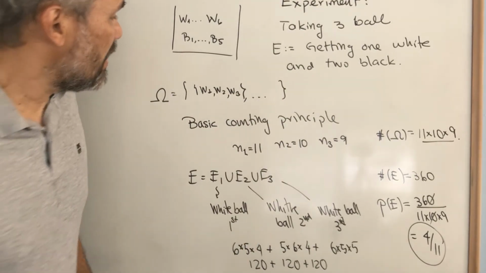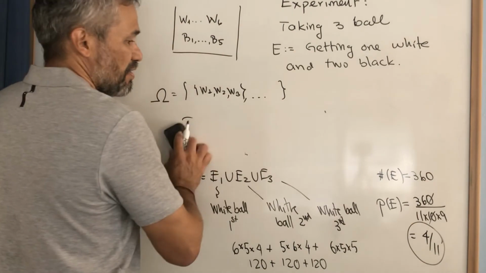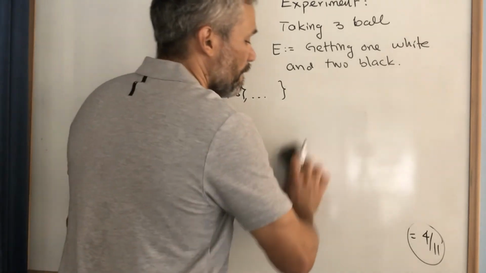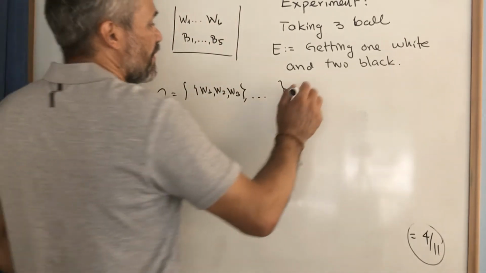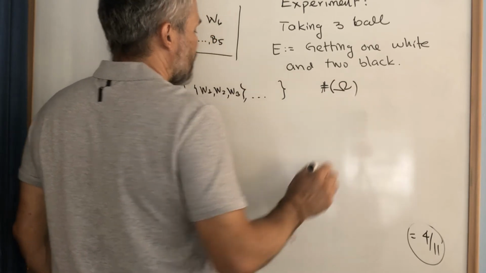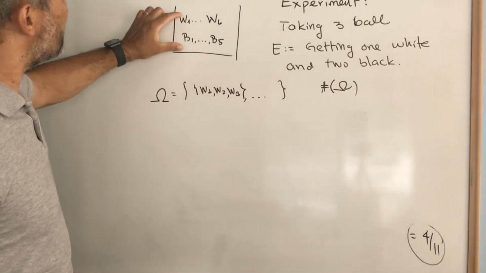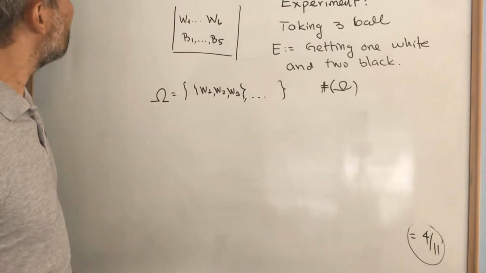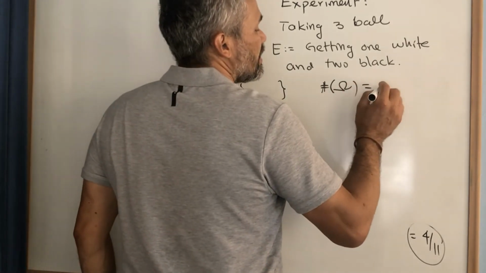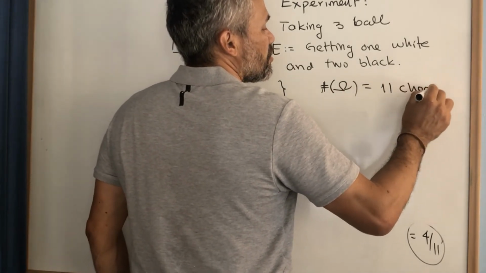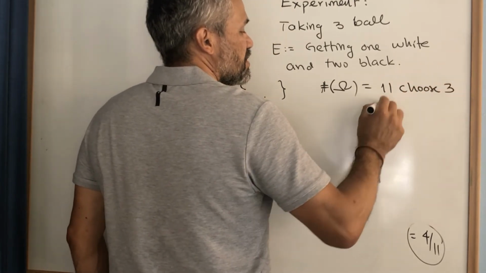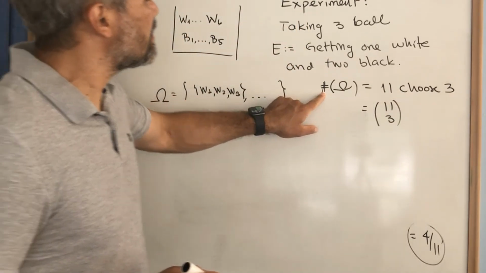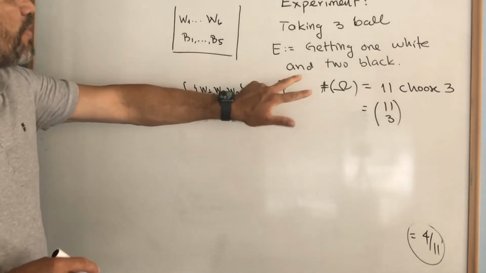Then in this case, let's start over. Let's just keep the answer from before. The number of elements of omega would be how many ways can we take 3 balls out of 11, and the order doesn't matter. Then this is essentially 11 choose 3, which is 11 3. Right? That's the number of elements of omega. We're assuming that all of them are equally likely.